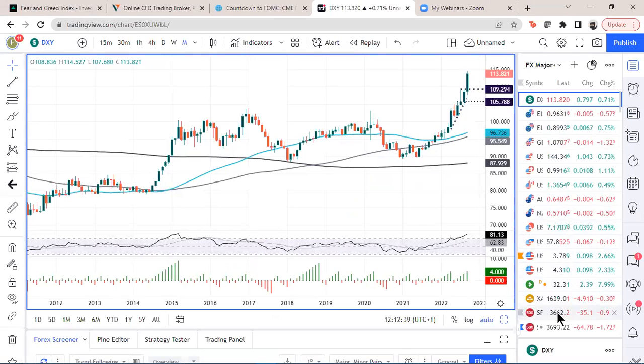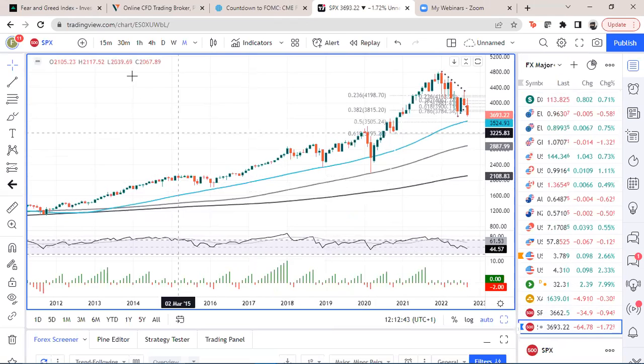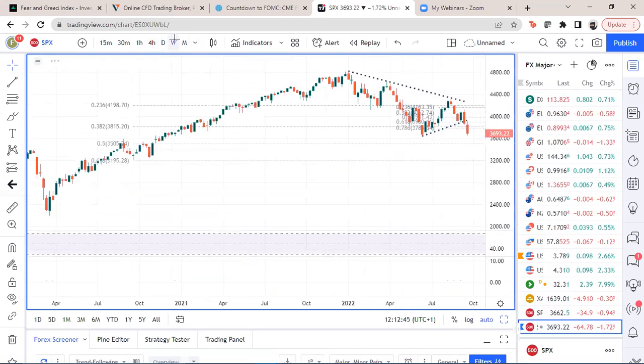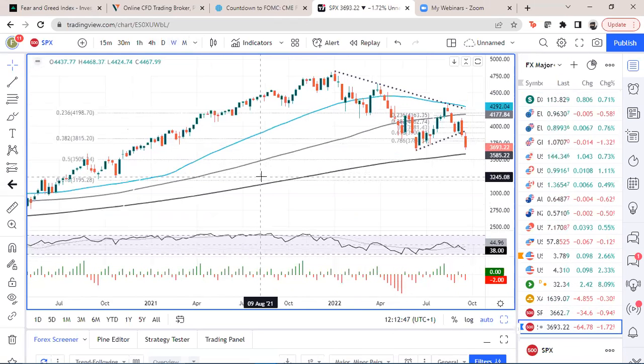We always look at the weekly S&P to start off with. So this is the weekly, that's the monthly actually, but bear with me one second. So this is the weekly. If you just ignore these fib levels here, because I've drawn on some wider fib levels, which I think are important now for the S&P. You can see the breakdown.